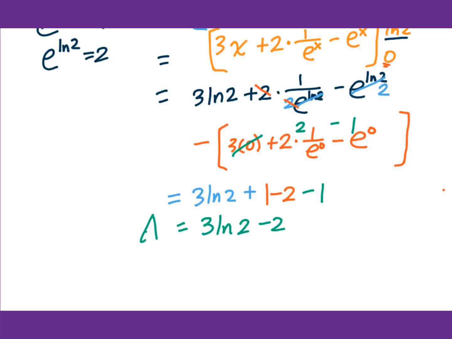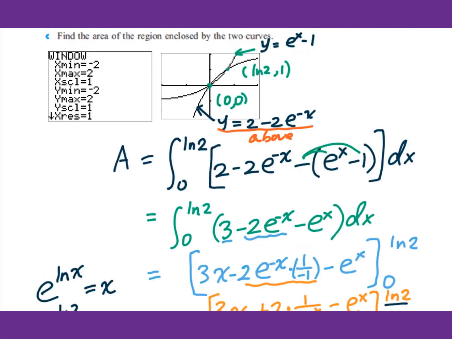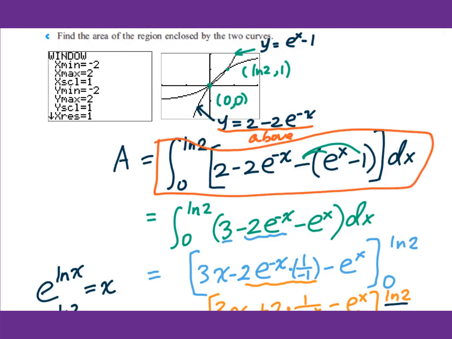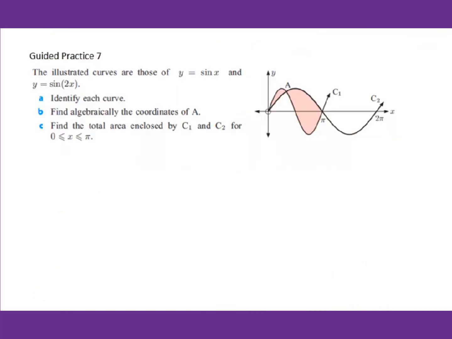This will be the area bounded by these two functions. If you use a graphing calculator, put this into the main screen, you will get the answer 0.0794. Now let's go to guided practice 7.